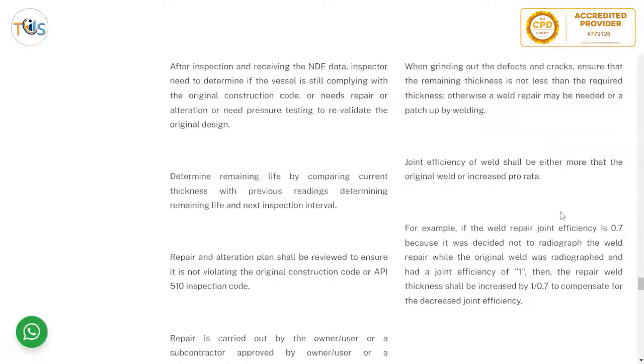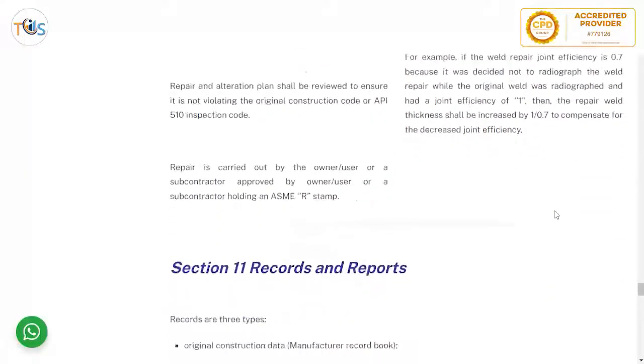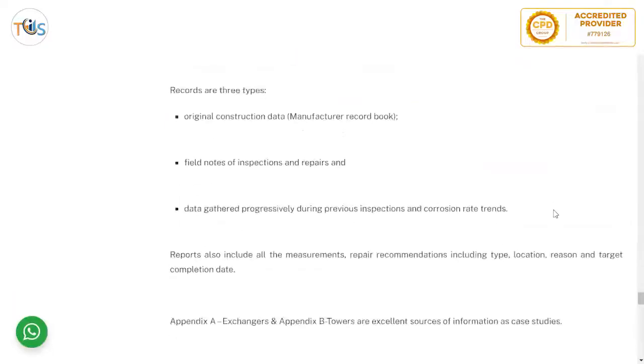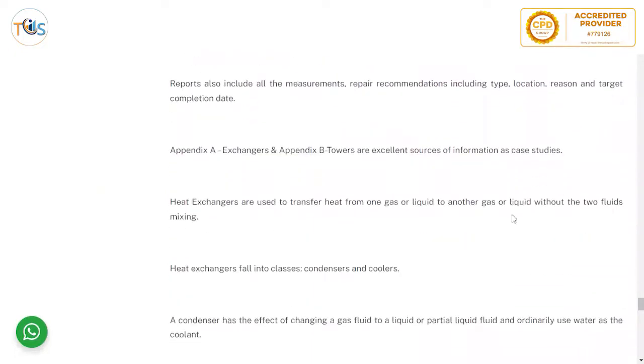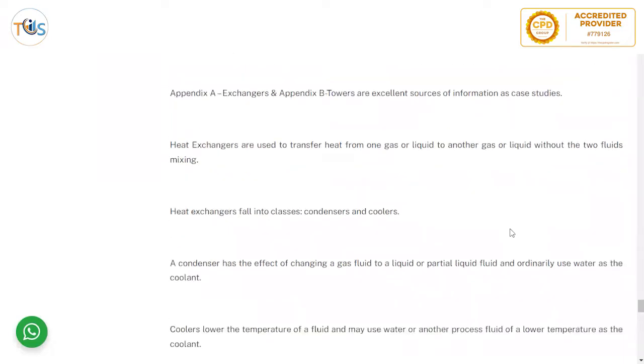Section 9 is about condition assessment and repair: determining remaining life, joint efficiency, repair and alteration. And Section 10 is about the records, and that's easy for you to look at. There are 3 types: original construction records, manufacturer record book, and field notes, data gathered progressively. Reports also include all the measurements, repairs, and recommendations, including type, location, reason, and target completion date. Remember, there should be a target completion date on any plan and repair.